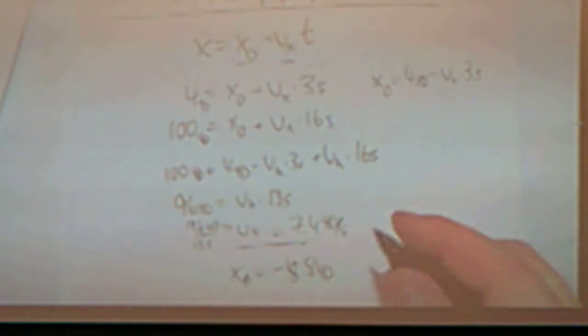How do we go back and figure out what x naught is? We go back in here. That's equal to 4 minus vx times 3 seconds. So that's going to be 22.8, negative 18.8. That can't be right. It has too many sig figs. This should only be as precise as the least precise input. So that is actually going to be negative 19 yards for x naught.